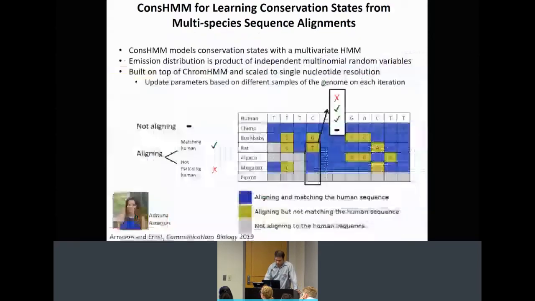So a student in my group, Adriana, worked on this project where we were trying to apply a similar type of modeling approach that we had developed for epigenomic data in the context of comparative genomics.